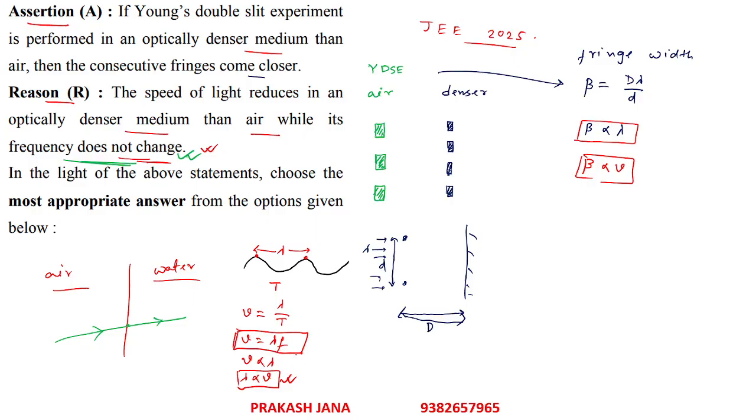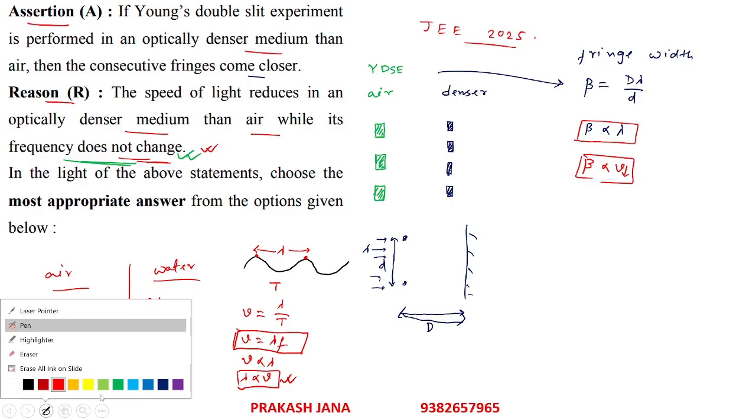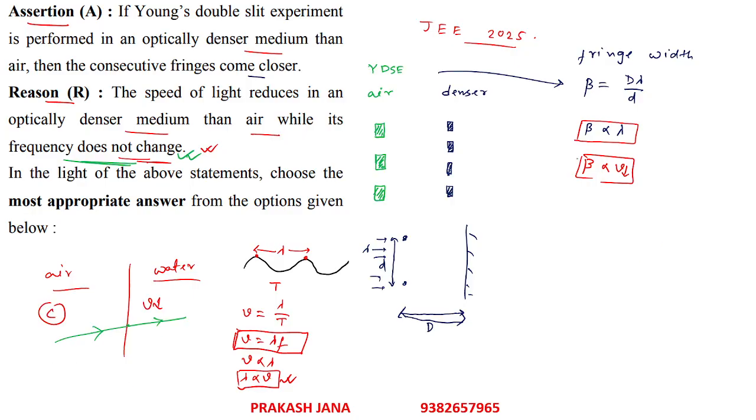The speed in vacuum is C, and when light comes into some denser medium, its speed becomes slower. Speed of light in vacuum is maximum. So V decreases, and as V decreases, the fringe width decreases. So this is the reason.